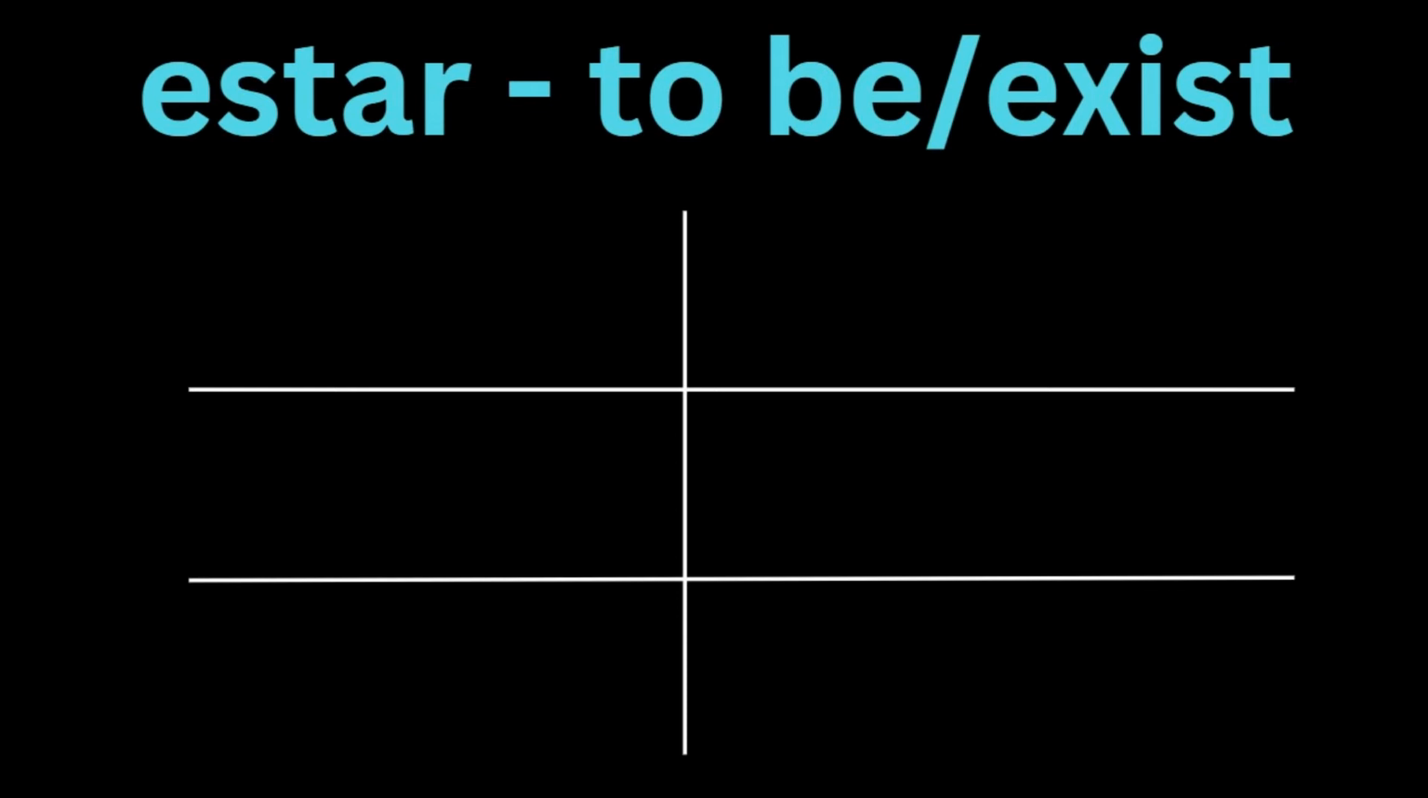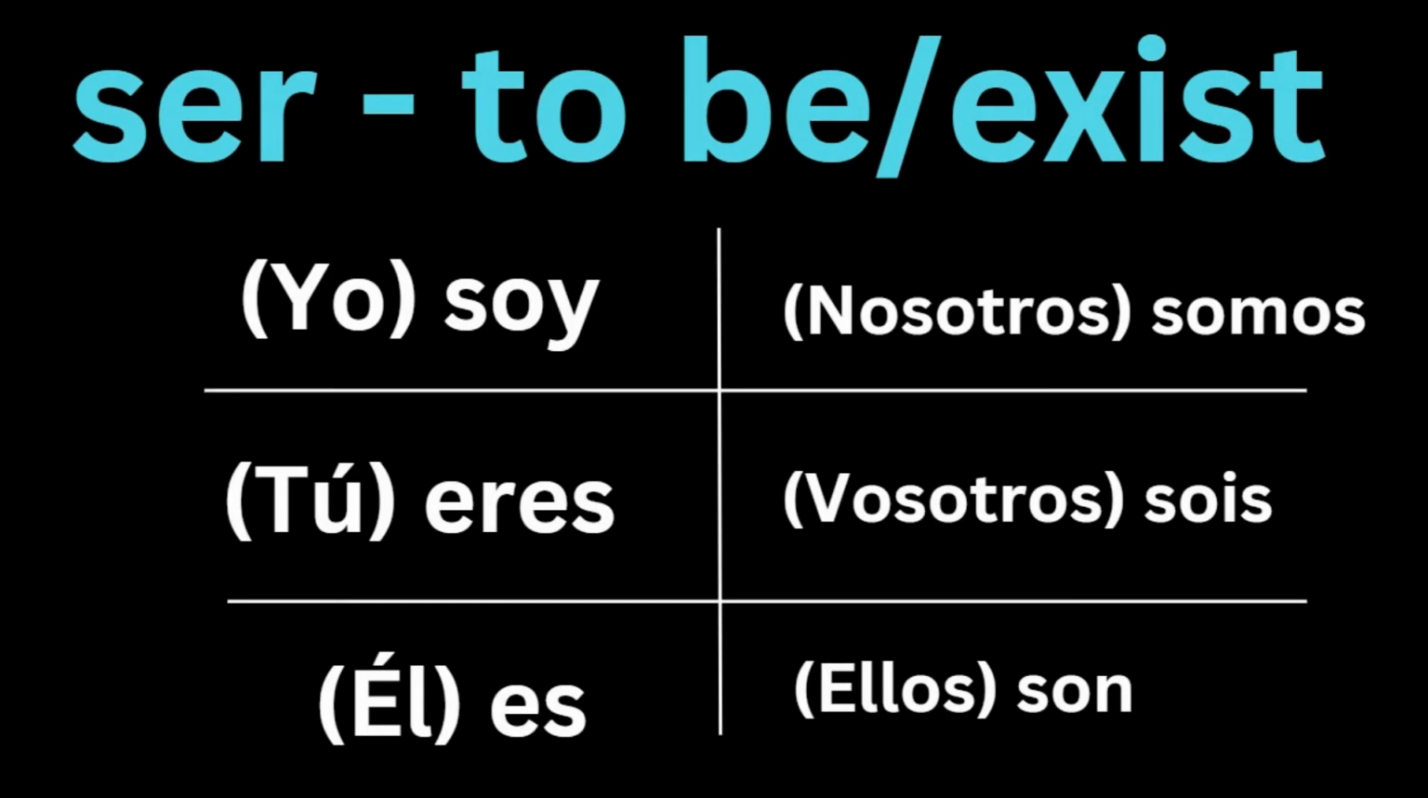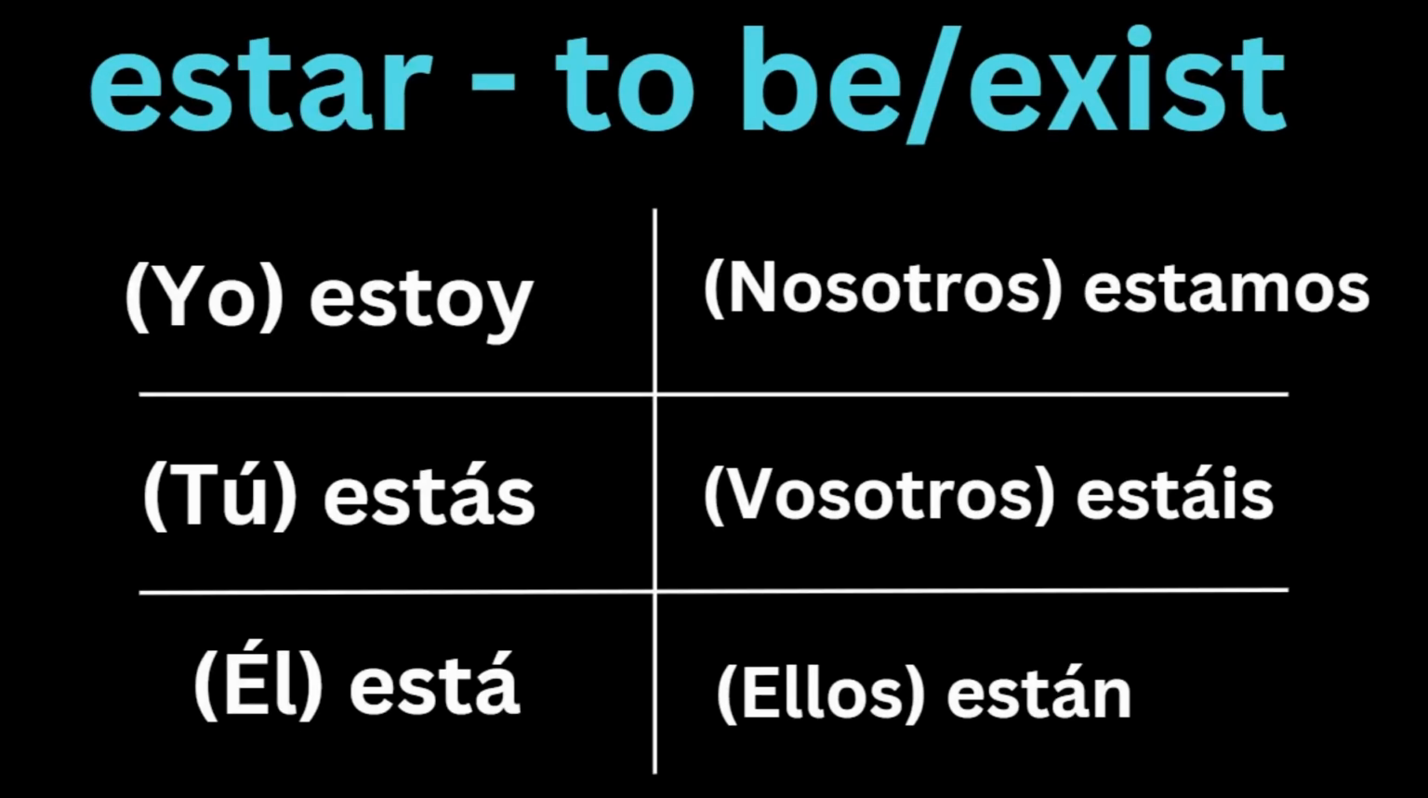The verb estar in Spanish means to be, as in being or existing. Unlike the weird conjugations with the verb ser, the verb estar actually follows the normal syntax of conjugating regular AR verbs, and it looks like this in Spanish. Yo estoy, tú estás, él or ella está, nosotros estamos, vosotros estáis, and ellos están.